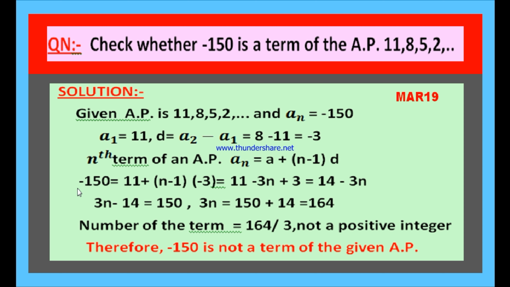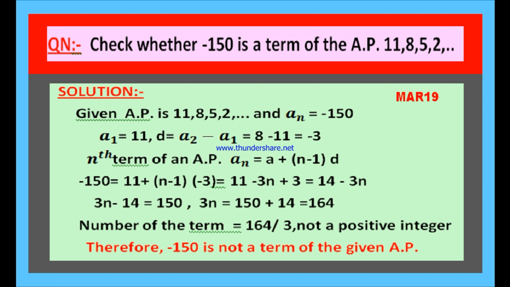You see, take this minus 150 to the RHS and 14 minus 3n to the LHS. Then minus 3n will be plus 3n, plus 14 on the other side, minus 14, is equal to plus 150. Or 3n is equal to 150 minus 14, and this side will be plus 14. 150 plus 14 is 164. Therefore, let us find the n value now. The number of the term n is equal to 164 divided by 3.